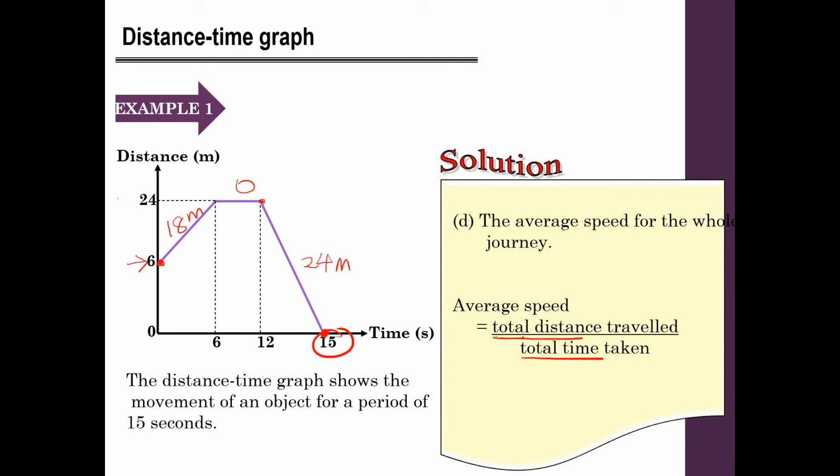So for this question, the total distance traveled will be 18 plus 24, divided by the total time taken, which is 15. So we will have 42 over 15 meter per second, which if we calculate using a calculator, is 2.8 meter per second. So this is our answer for this question.